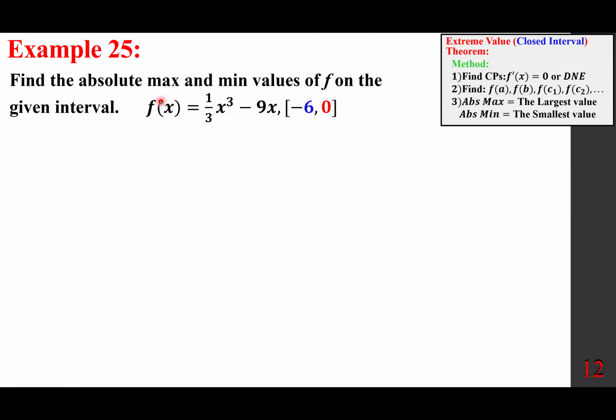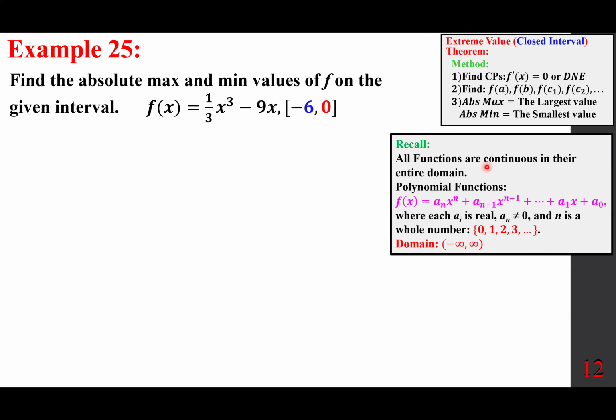Find the absolute max and min for this function, f of x equals 1/3 x cubed minus 9x, in the given interval of -6 to 0. So we have to discuss the type of function. This is the extreme value theorem. So this is a polynomial function. However, recall, all functions are continuous in their entire domain. I want to make sure everybody understands what that means. It means you have to be able to come up with a domain. When you mention the domain of a function, that's where the function is continuous. And every function is continuous in its domain. Its domain may be limited, but nevertheless, continuous in the domain.